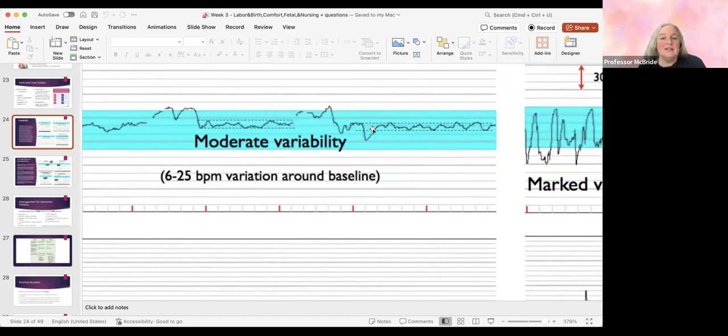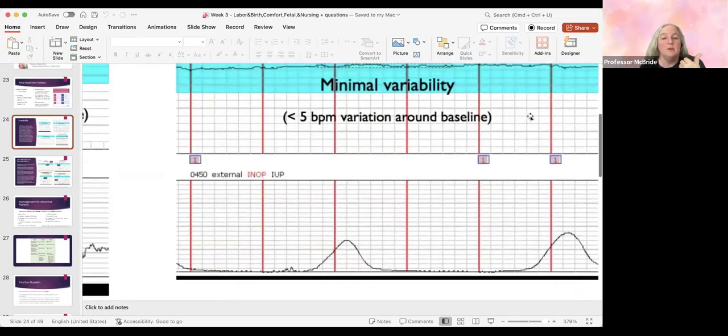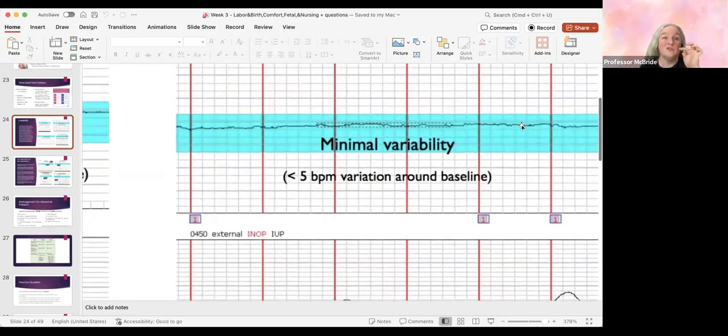The ones that you typically see, and really the ones I think you might see as a student, I don't think you'll see all of the different ones. I think the main ones you'll see are going to be moderate variability, which is the best one, and then minimal variability. And with minimal variability, do you see how these variations are smaller? The squiggly line is a lot less squiggly. With minimal variability, our variations around that baseline are less than 5 beats.